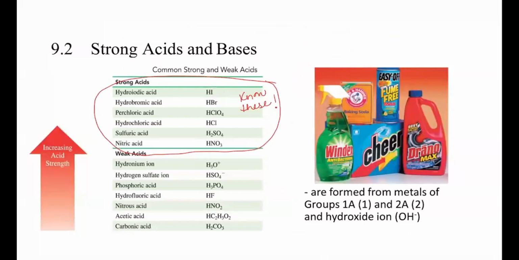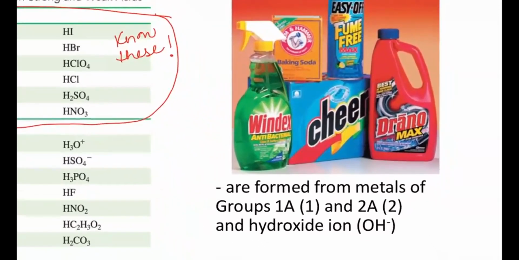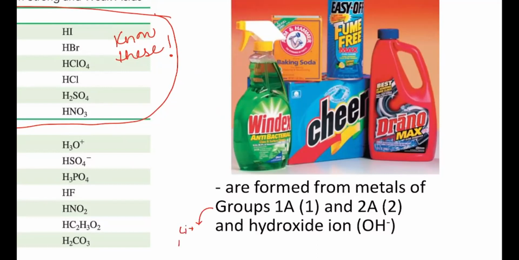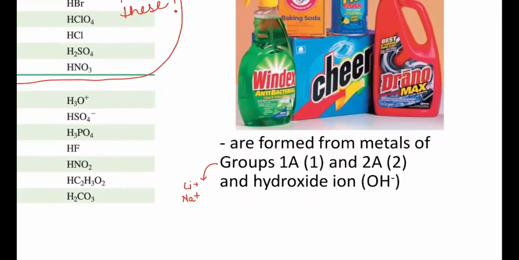Now, when it comes to strong bases, understand that strong bases are formed by metals of group 1A or 2A in the periodic table, and those cations from 1A and 2A are paired with hydroxide. So when it comes to 1A, remember that this includes the following elements: lithium, sodium, potassium, rubidium, cesium.